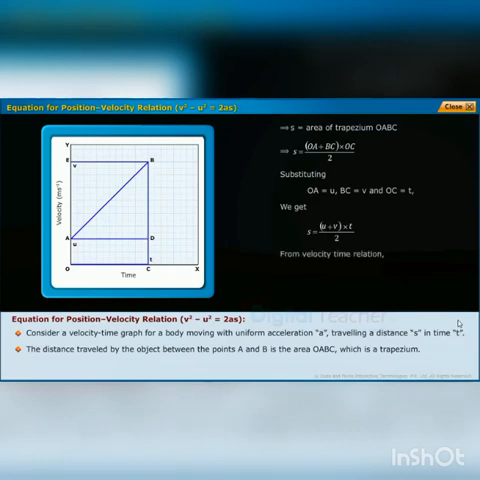From velocity time relation, T equals V minus U by A. Therefore, S equals U plus V into V minus U by 2A, which equals V square minus U square by 2A. So V square minus U square equals 2AS.